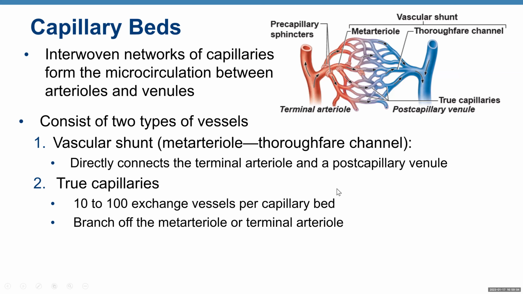Capillary beds are an interwoven network of capillaries that form the microcirculation between arterioles and venules. If you look at this diagram, we have a small blood vessel, a terminal arteriole, and here we have a capillary bed. This capillary bed surrounds tissues, and this is where you have exchange. And then you have the venules.